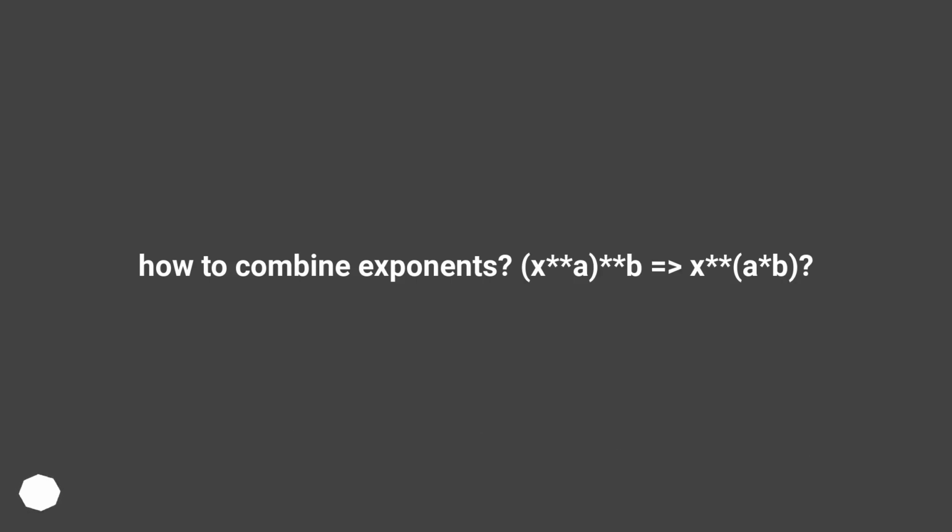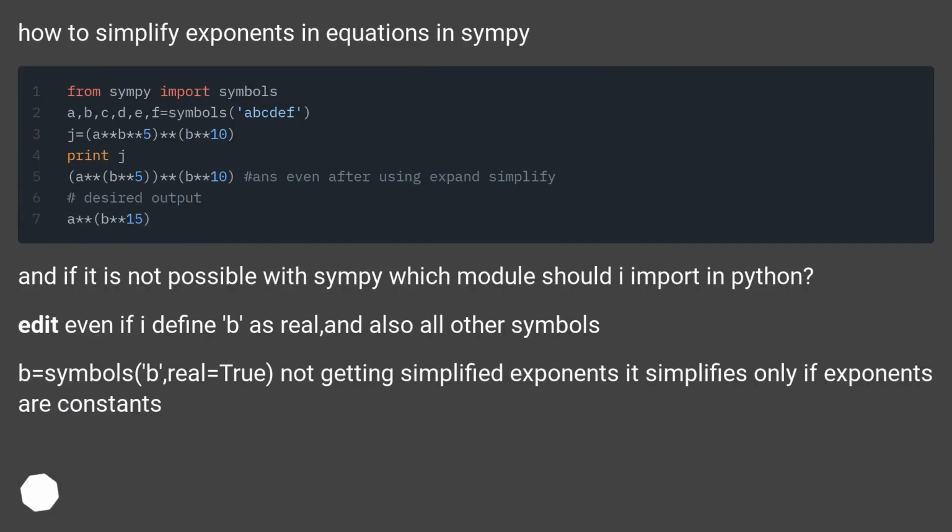How to combine exponents. x^a * x^b = x^(a+b)? How to simplify exponents in equations in sympy. And if it is not possible with sympy, which module should I import in Python?